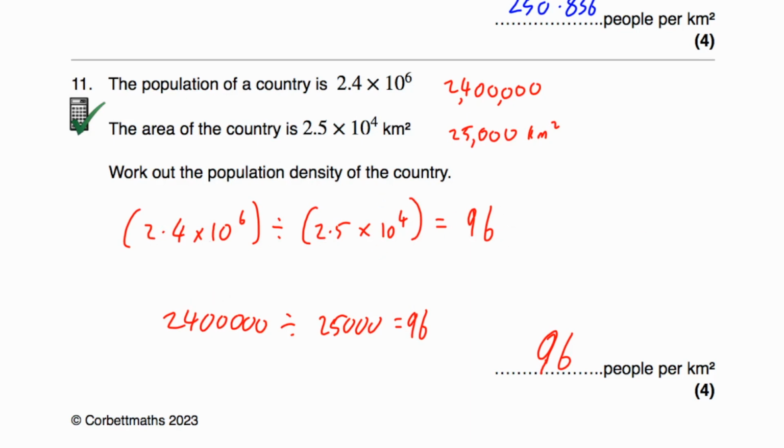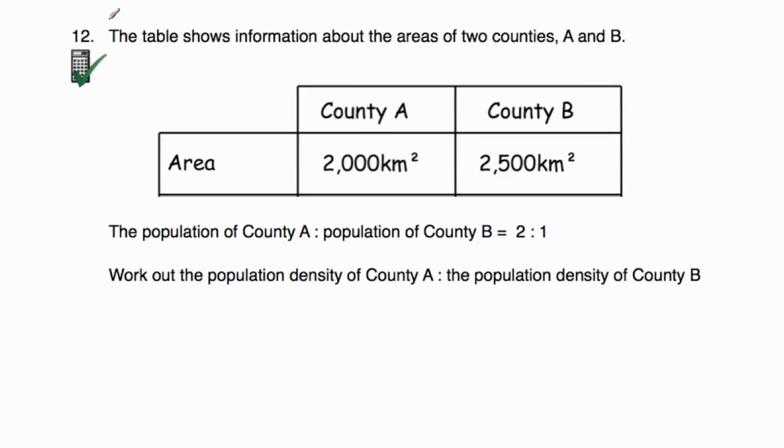Okay, let's have a look at our next question. Okay, let's have a look at question number 12. In question number 12, we've been given a table and it shows us information about the areas of two counties, County A and County B. The area of County A is 2,000 square kilometres and the area of County B is 2,500 square kilometres.